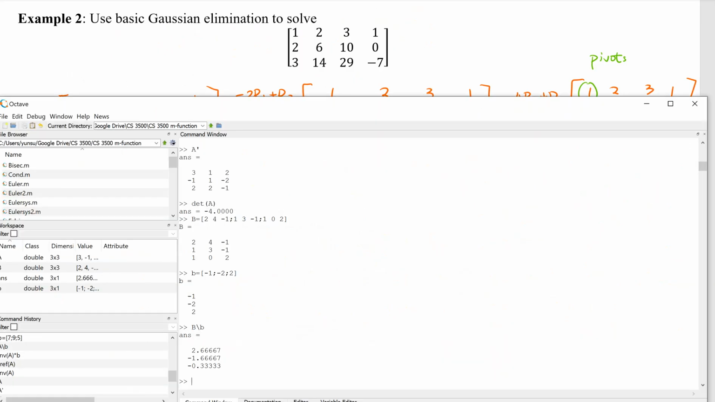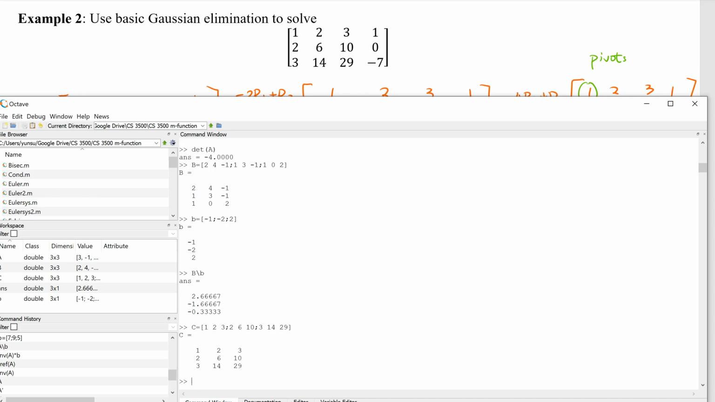Alright, let's check one more. So C equals 1, 2, 3, and 2, 6, 10, and 3, 14, 29. You don't want to type the entire augmented matrix, because if you want to solve this linear system, you want to have the matrix and the right hand side vector b, and then use the slash. Now our right hand side is 1, 0, minus 7. C slash b.